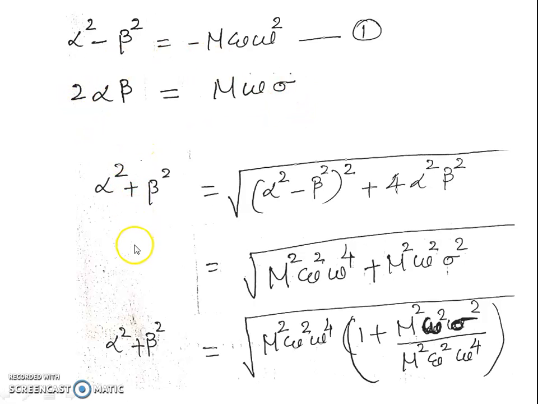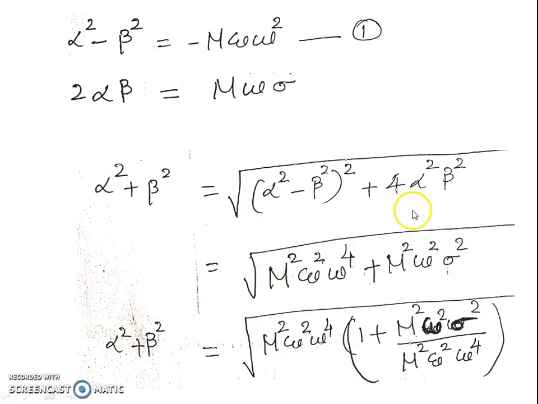So from this we have the value of alpha square plus beta square, which we can write as root of alpha square minus beta square the whole square plus 4 alpha square beta square. We know the value of alpha square minus beta square, so put that value here. So we can write this as root of mu square epsilon square omega raised to 4 plus mu square epsilon square sigma square.